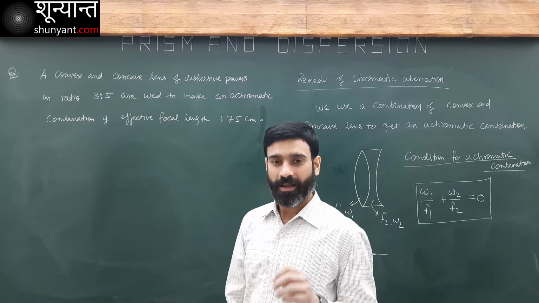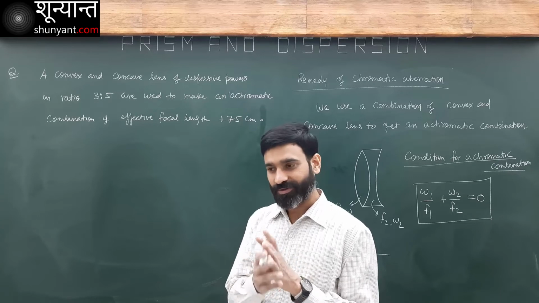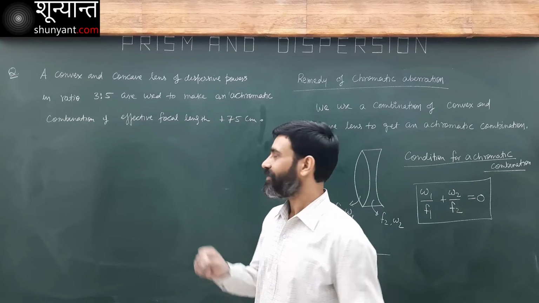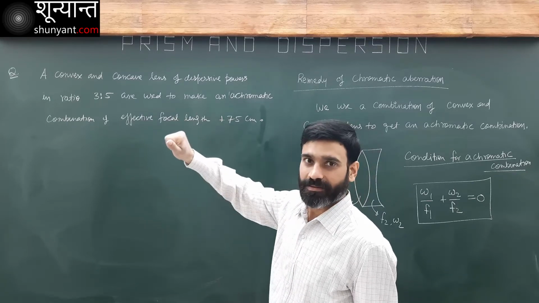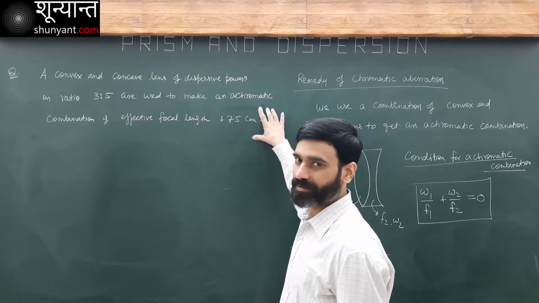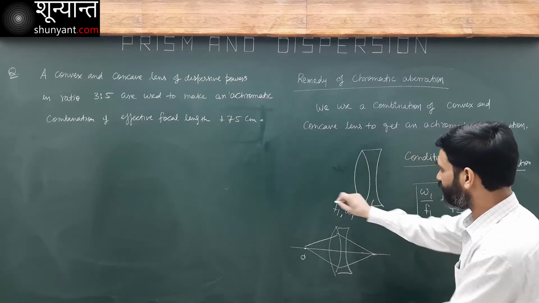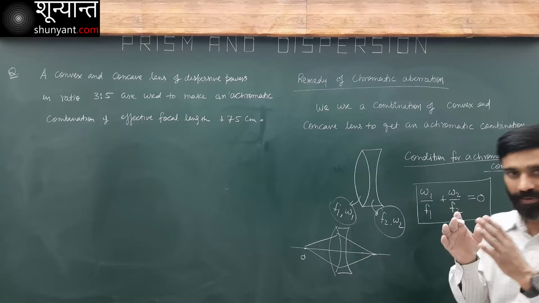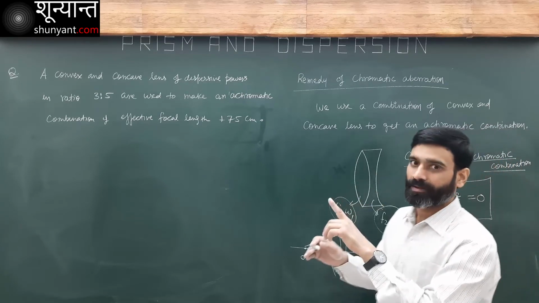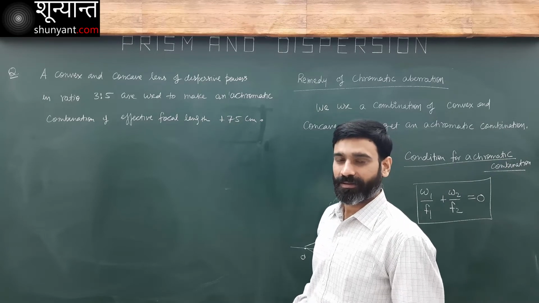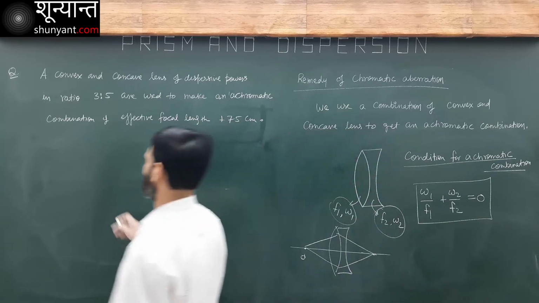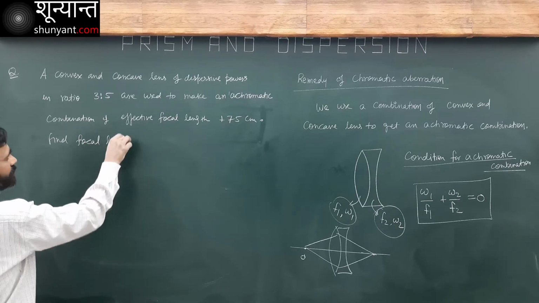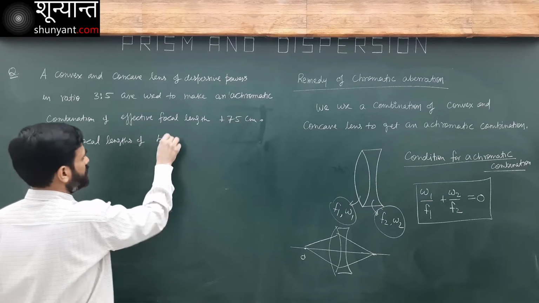Let's say I cannot use a single lens. A single lens is almost never used. We always use combinations. So if I want to have a convex lens of focal length 75 centimeter, then I am going to use these two lenses. I will choose these values such that it becomes achromatic plus its effective focal length should be this. Then how should I choose it? Then what should be the focal length? Find focal length of both lenses.